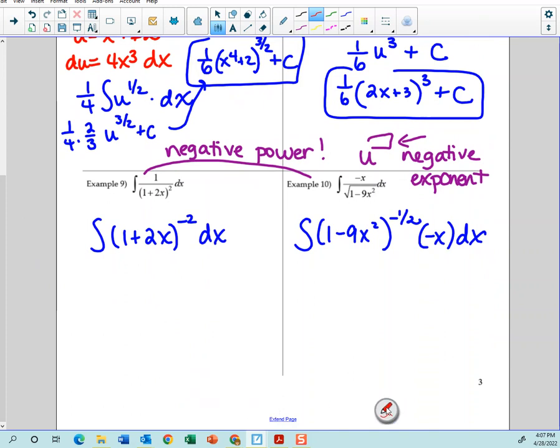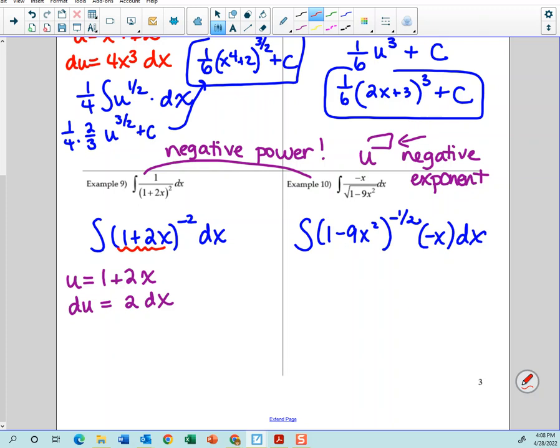So quotients like number 9 and number 10, we would definitely want to rewrite them as products. That means taking the expression out of the denominator and rewriting it with a negative exponent. Once we do that, the U substitution process is the same idea. In number 9 here, I'll let my u be 1 plus 2x, which means my du is going to be 2 dx, the derivative of u. Remember, the u that I'm looking for is the stuff inside the parentheses raised to the power. That's my most common approach for identifying u.